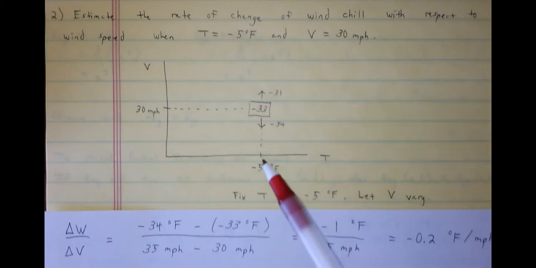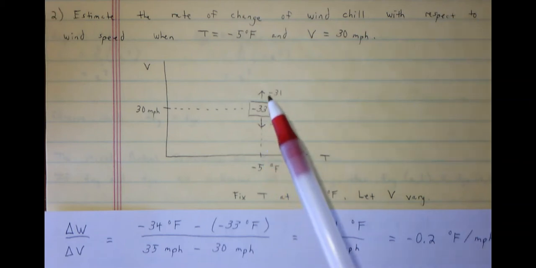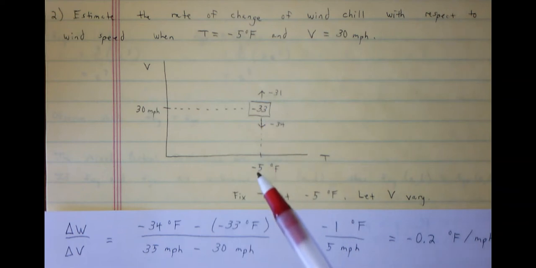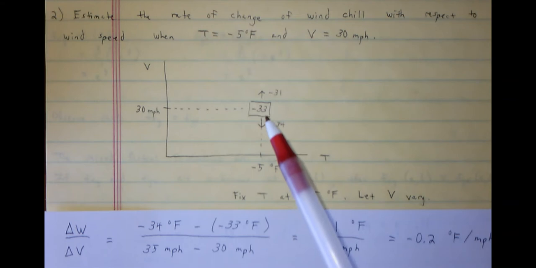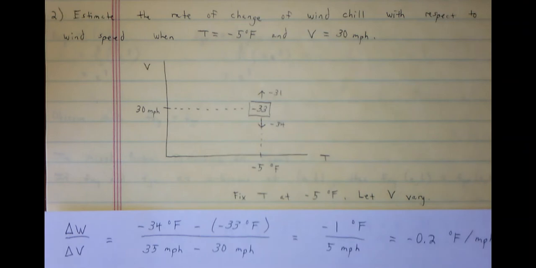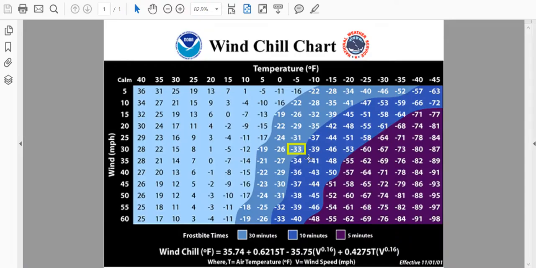So you can think of this as being stuck in this column here corresponding to a temperature of -5 degrees Fahrenheit. So we're just going to be moving up or down from this wind chill of -33 degrees Fahrenheit. And you can see that from the chart here. I put a yellow box around this entry for the wind chill at a temperature of -5 degrees Fahrenheit and a wind speed of 30 miles per hour.